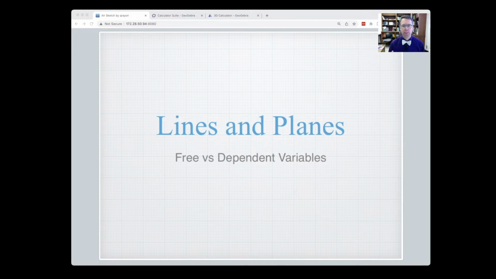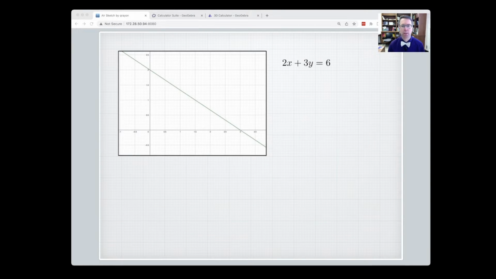So this video is to introduce the idea of free versus dependent variables when talking about the equations of lines and planes. So here's an equation of a line: 2x plus 3y equals 6. We usually think about a line as an equation. So here, this is the equation of my line.